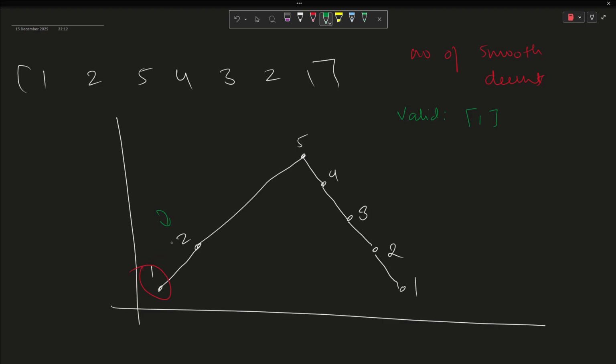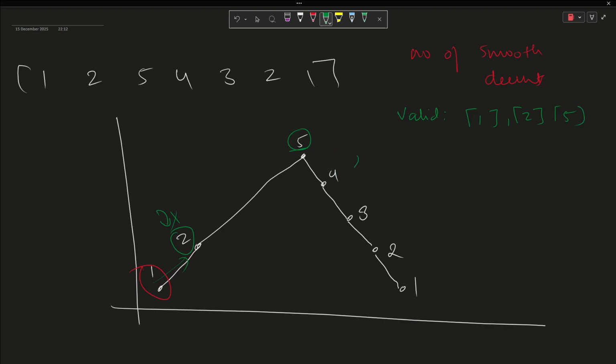Is it a valid one? No, because it is increasing. The previous day should be greater and the difference should be 1. But here the 1 is smaller, so it is increasing and not valid. But only 2, yes, that is a valid one. We can consider only 2. Now let's go to 5. Same here, it is increasing, so it is not valid. We can consider only 5.